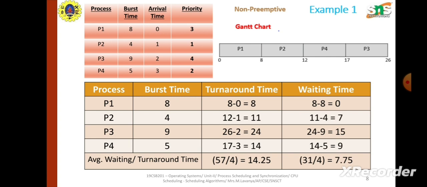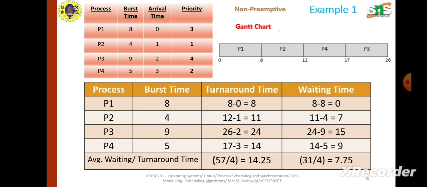While comparing P2, P3 and P4, P2 has the highest priority of 1. So next, P2 will be allocated for execution. P2 starts at 8 milliseconds. Its burst time is 4. 8 plus 4 equal to 12 is the completion time of process P2.